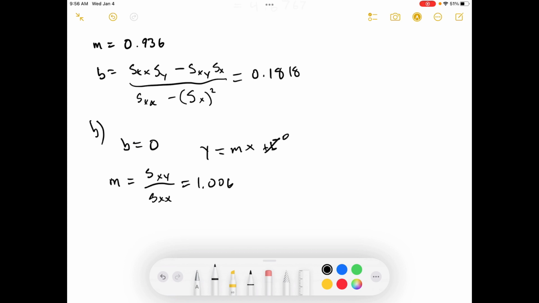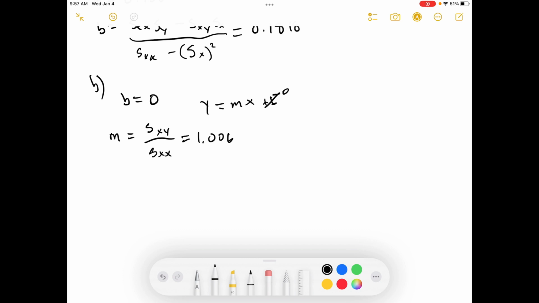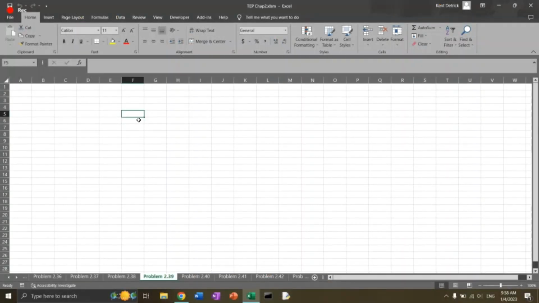Okay, and then it says on a single plot, plot both of them. Show both fitted lines and the data points. We will move over to the computer to do this part. Okay, we moved over to our computer. Let's put in our data points, x and y. Okay, let's put in our Sx.